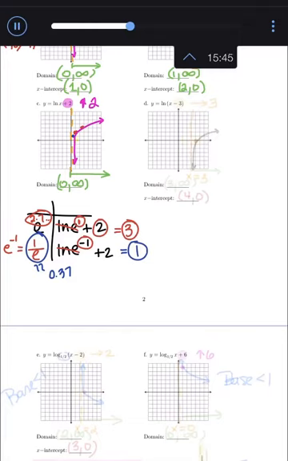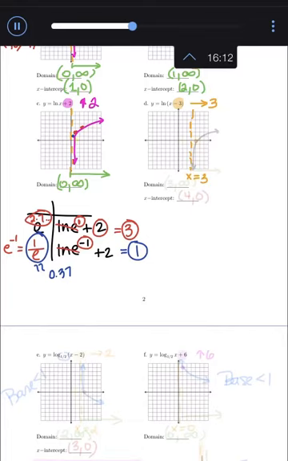In problem D, notice we have a -3 here. It's inside, so we're back to shifting our graph left or right. In this case, it's a -3, so we're actually going to shift it to the right 3. So our vertical asymptote, which is normally at 0, is now going to be at +3. It'll be at x equals 3.